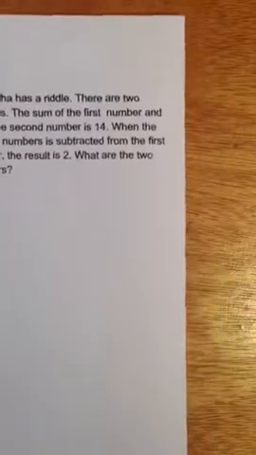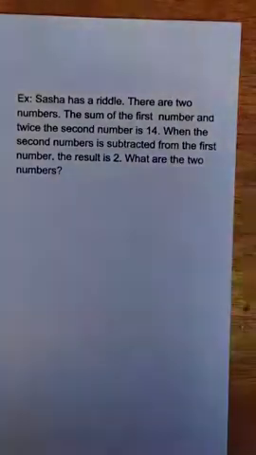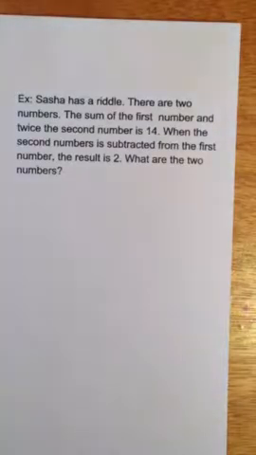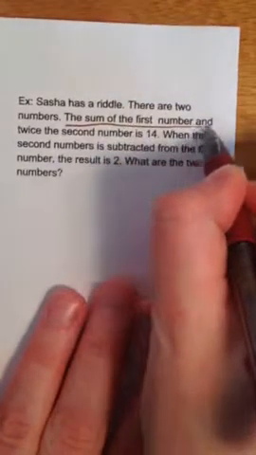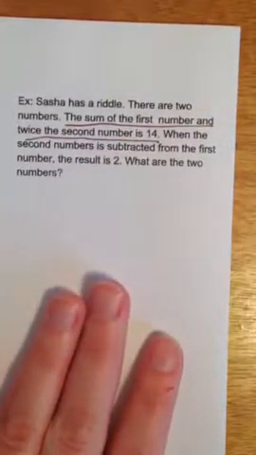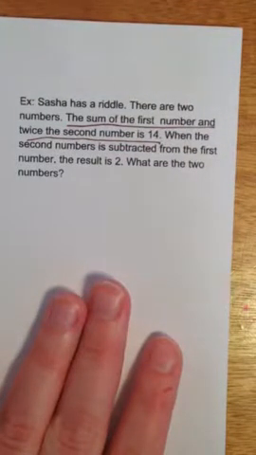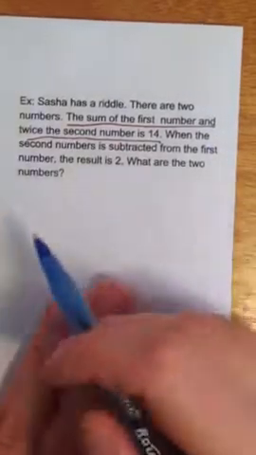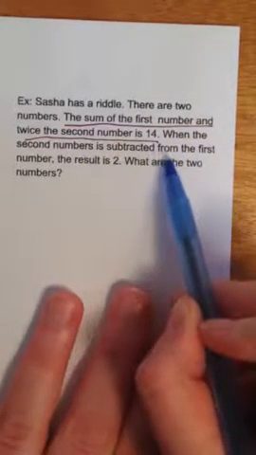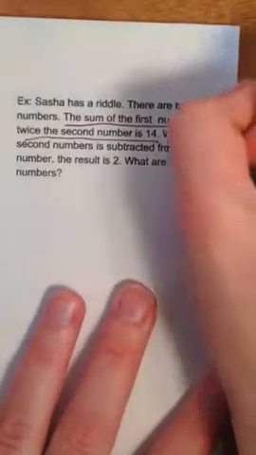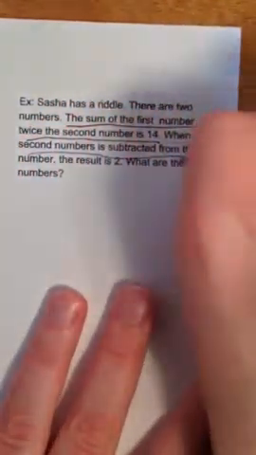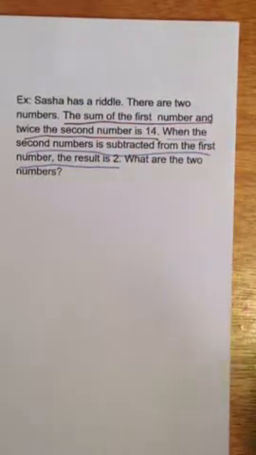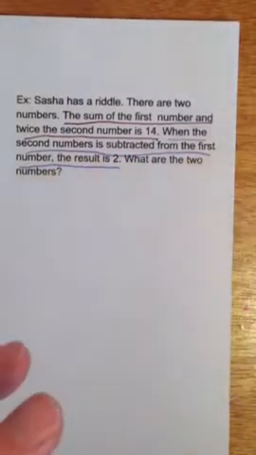All right, next problem. Sasha has a riddle. I'm sure you all love riddles. There are two numbers. It says the sum of the first number and twice the second number is 14. So this whole sentence right here, we're going to break that down, and that's going to be our first equation. When the second number is subtracted from the first number, the result is 2. That's going to be my second equation. What are the two numbers? So I have to set up a system of equations to figure out what I'm doing.